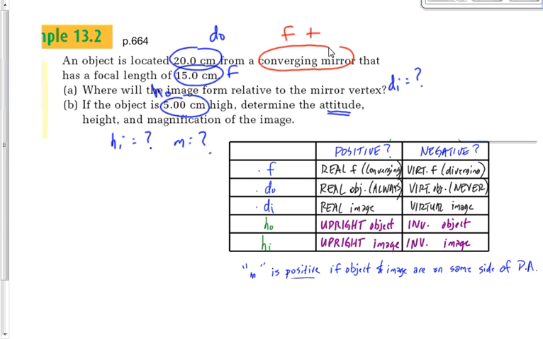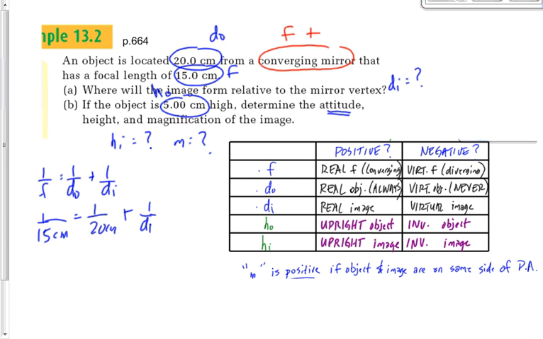We only have two equations. Only have two. So let's try one of them. You got F, you got DO. Let's find DI. Let's say 1 over F is equal to 1 over DO plus 1 over DI. Let's plug our numbers in. Don't try to rearrange this first. It gets ugly with the fractions. 1 over 15, and it's positive, is equal to 1 over 20. DO is always positive. Plus 1 over DI.